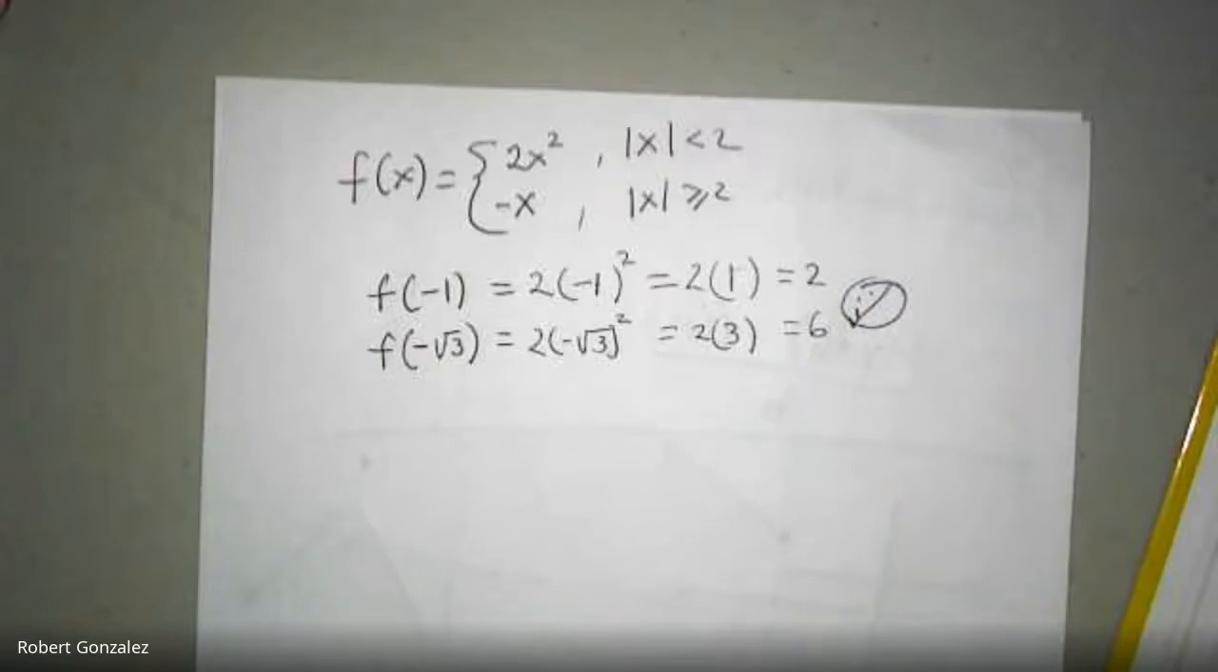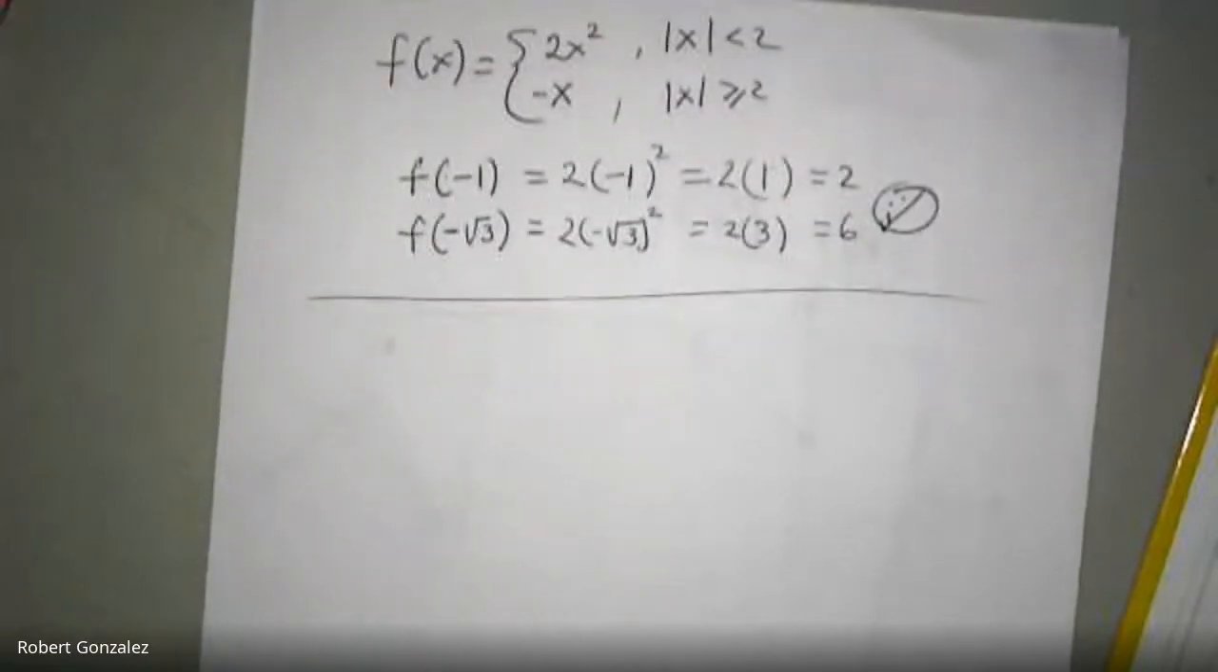How many people got 6? Give me a thumbs up. We got a thumb and 4 more fingers up. I like that. Okay. All right, so that's how you do those piecewise functions. What if we had to graph it? Do you think we could graph a piecewise function? Let's try it, and we're going to do a simple one.